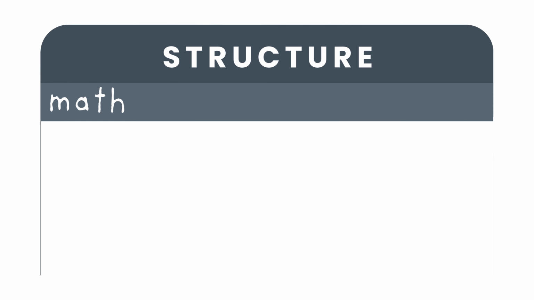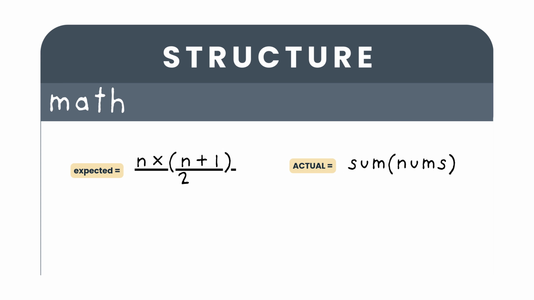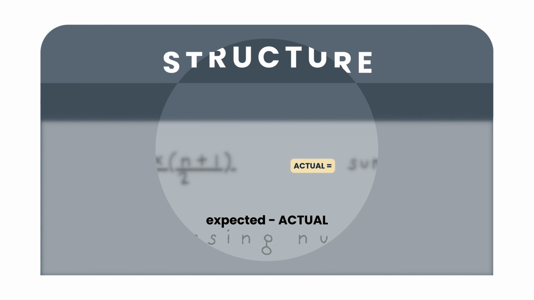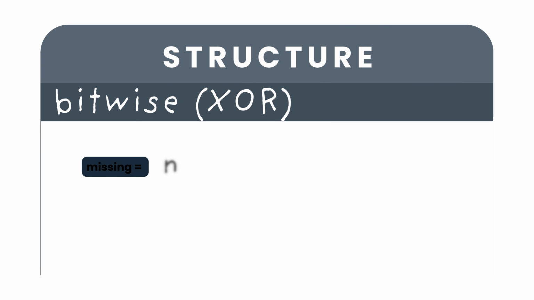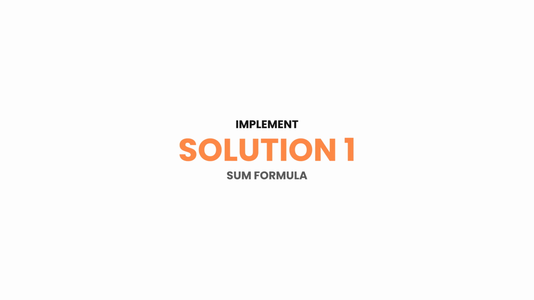Let's structure the mathematical approach. Compute the expected sum from 0 to n. Compute the actual sum of the array. Subtract the actual sum from the expected sum to get the missing number. Or structure the XOR approach. Initialize missing to n. XOR all numbers in the array with all numbers from 0 to n. The result is the missing number. Let's try to implement it using solution 1.